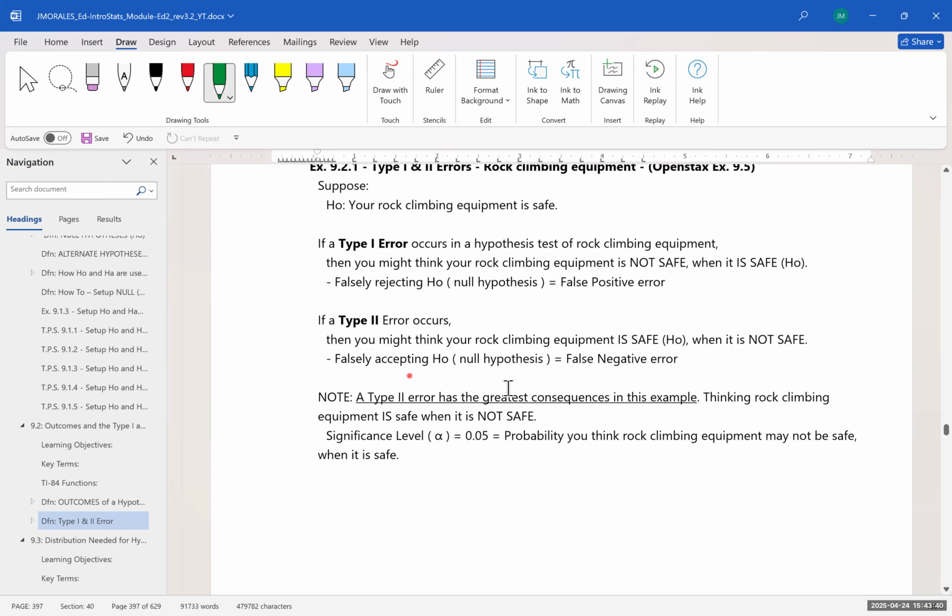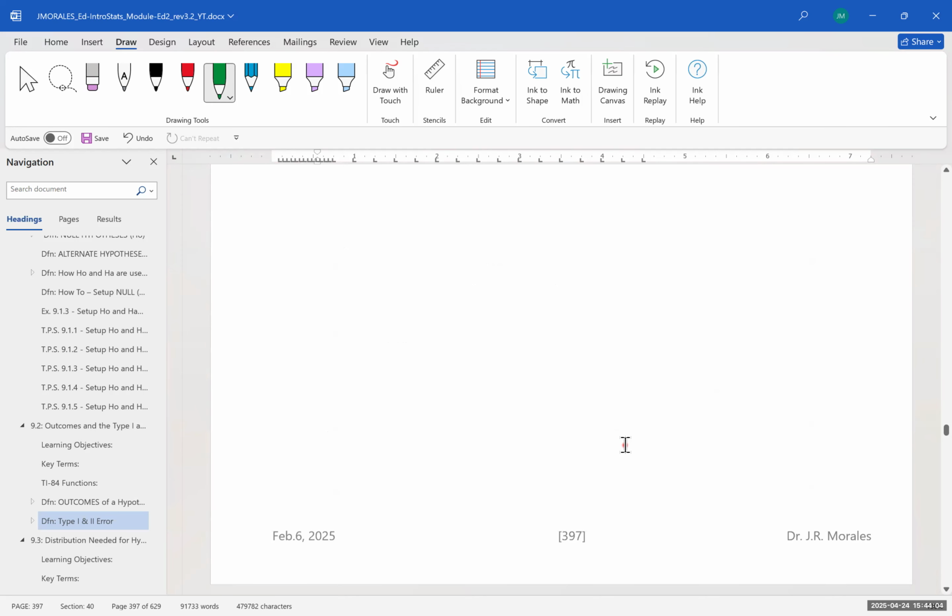So a type 2 error has the greatest consequences in this example, thinking rock climbing equipment is safe when in fact it is not. So a significance level of 5% is the probability that you think rock climbing equipment may not be safe when it is safe. So you want this significance level to be about as low as possible. Okay. All right.